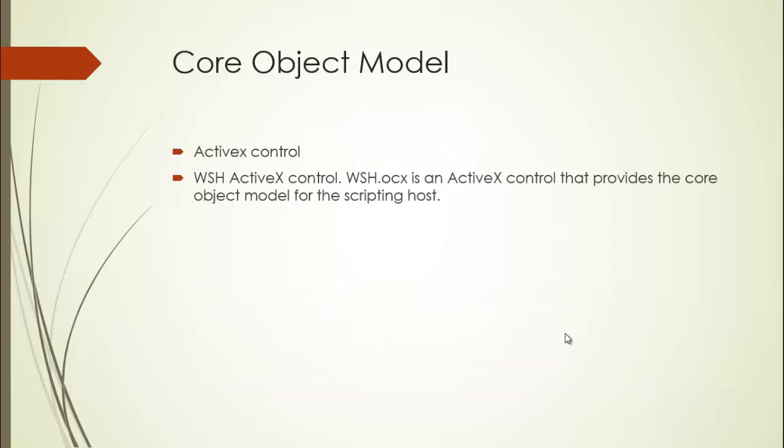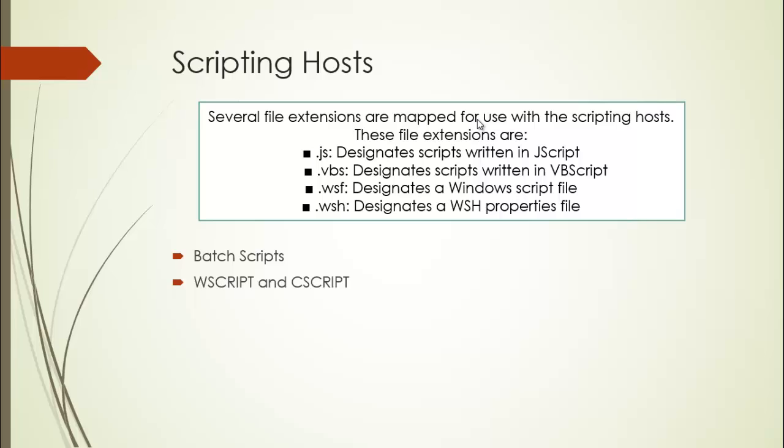What is ActiveX control? These are generally seen in Internet Explorer, but they are not limited to Internet Explorer. It is used for extending functionality of the OS or any application. WSH ActiveX control is an ActiveX control that provides the core object model for the scripting host. Several file extensions are mapped for use with the scripting host. The file extensions are .js, which is for JScript, .vbs for VB scripting, and .wsf, a Windows script file in which we can write both JScript and VBScript.